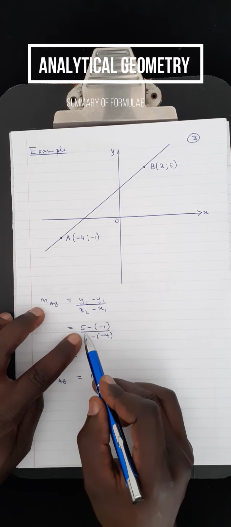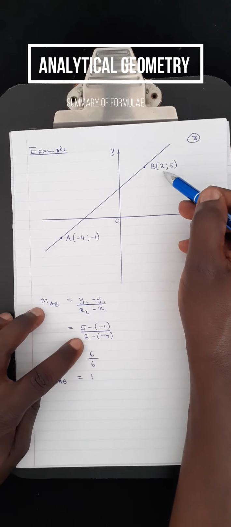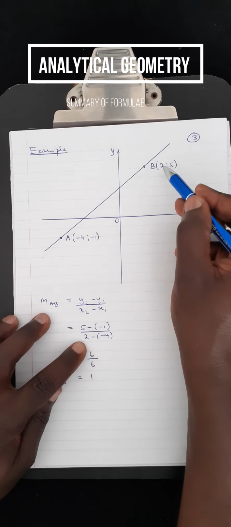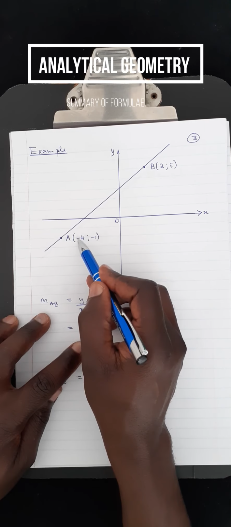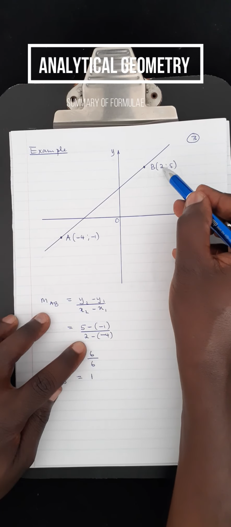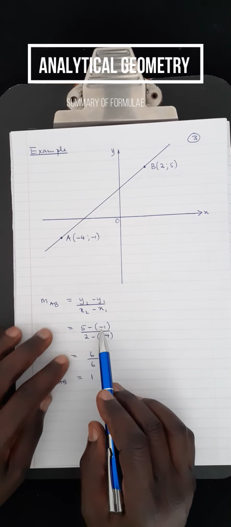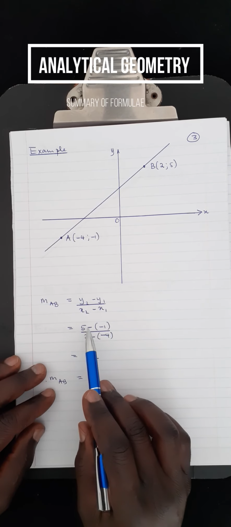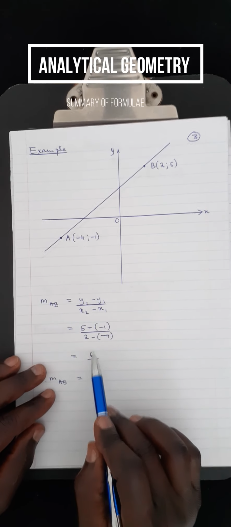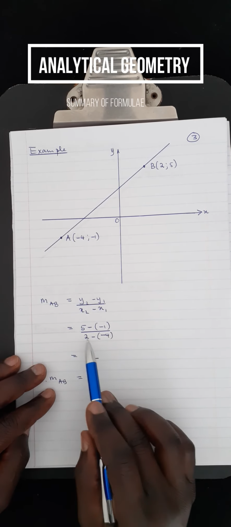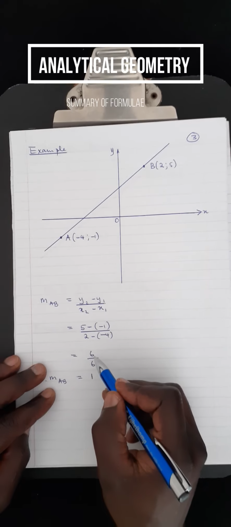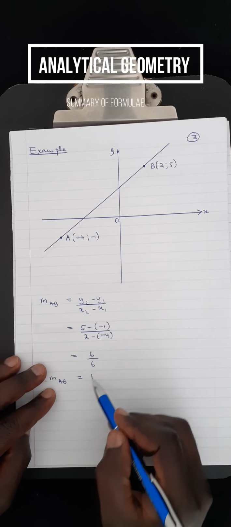You've got the double negatives. And then this is the subtraction for the y coordinates, and then for the x coordinates it's 2 subtract -4. So 2 subtract this coordinate. So it's y2 minus y1 divided by 2 subtract that. When we evaluate this, 5 minus -1 will be 5 plus 1, which is a 6. And 2 minus -4 is 2 plus 4, which gives us a 6. So eventually, our gradient is going to be 6 over 6, which gives us a 1.